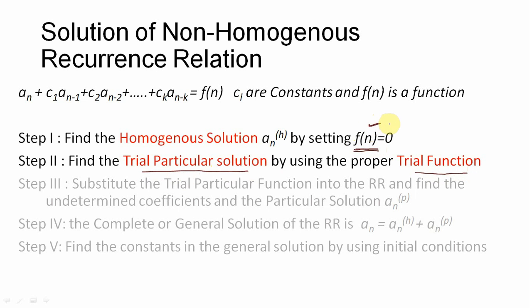Now the function f(n) can be a simple constant, or it can be, let us say, 4 to the power n or 3 to the power n, or it might be a polynomial or something like that. So for each and every type of function, we have a specific trial function.